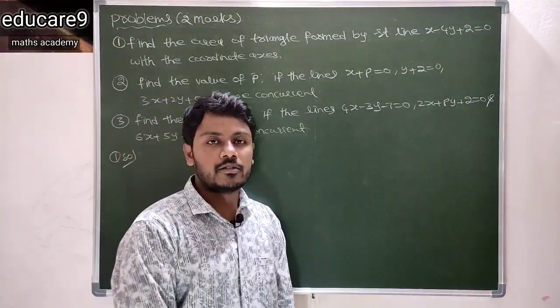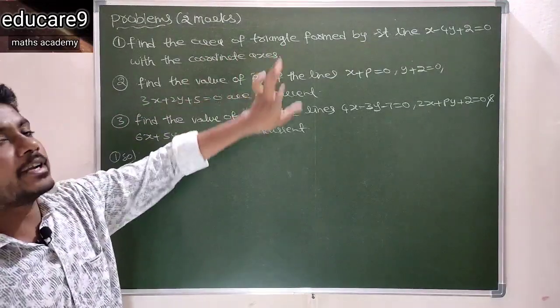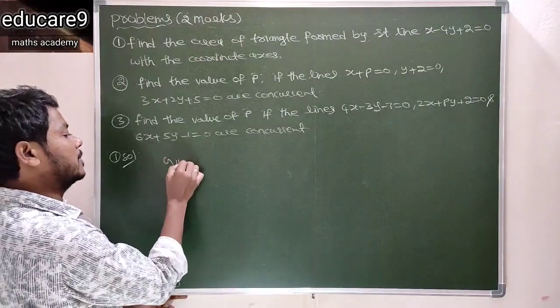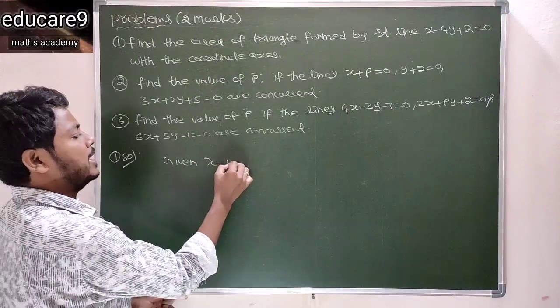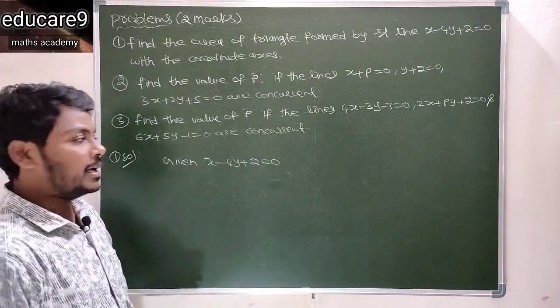So now we will discuss a few 2 marks problems. So here the first one: find the area of the triangle formed by the line and the coordinate axes. So here the given line is x minus 4y plus 2 is equal to 0. Okay.